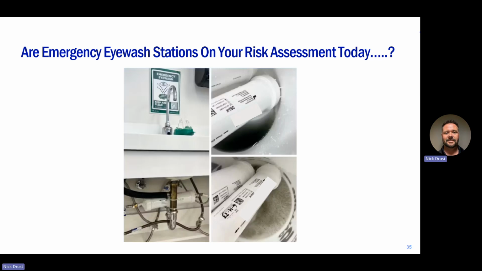You want to be looking to see, are eyewash stations on your risk assessment today? This is another challenge. These aren't always tested. Someone might have an issue, they go to the eyewash station, use it, and the first thing they're seeing is stagnant water or temperature affected water coming out of that outlet, which is not good.